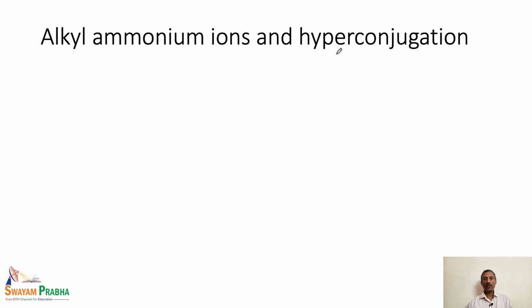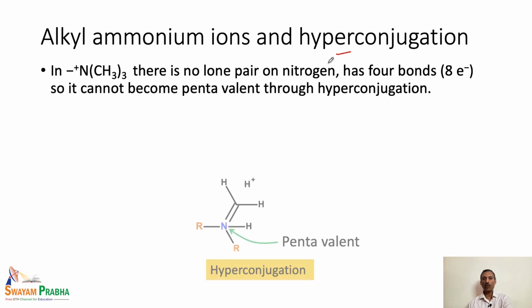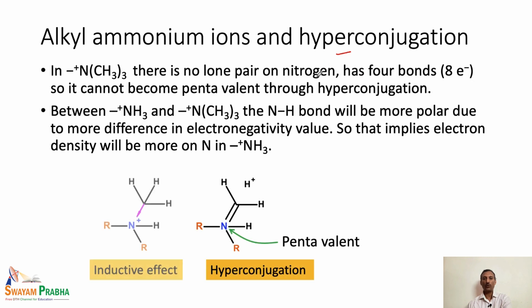Let us recollect what we saw about the alkyl ammonium ion and hyperconjugation. We have seen earlier that hyperconjugation does not stabilize the ammonium ion, so we are just going to reiterate the same thing. In the case of the inductive effect, the plus I effect groups push electron density towards the ammonium ion. So this is more stable compared to the less stable pentavalent one, because here the nitrogen is pentavalent. In other words, the nitrogen cannot have more than 8 electrons.